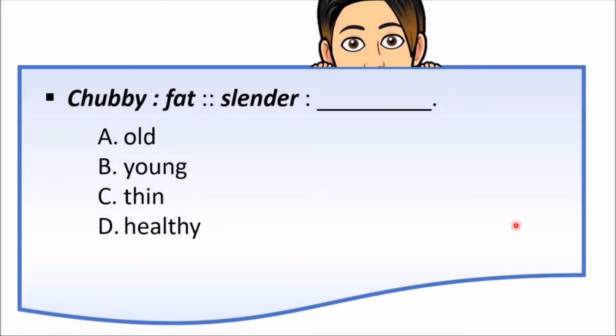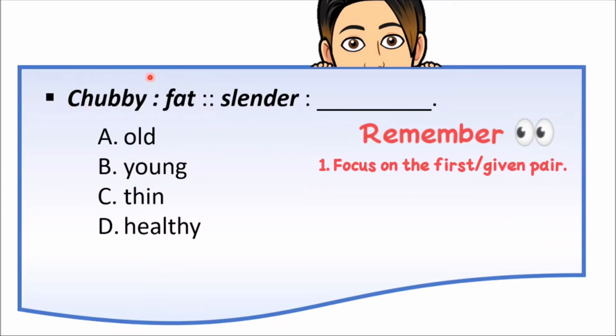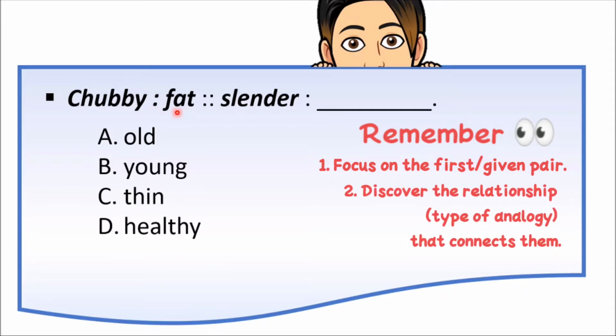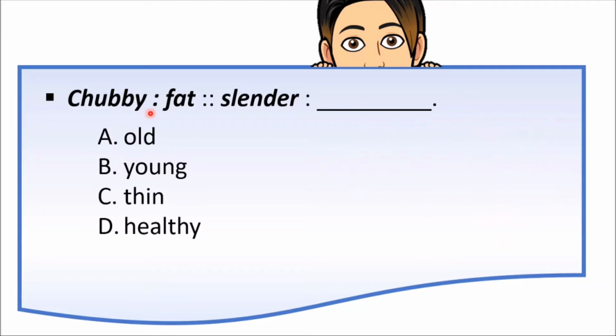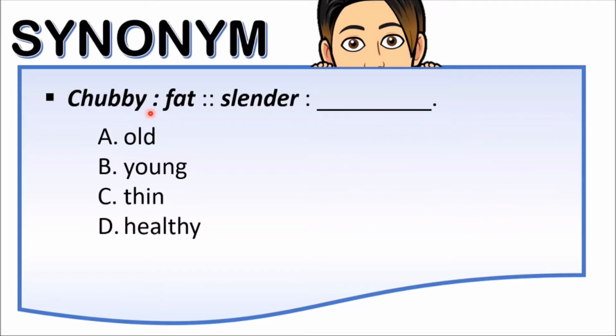Chubby is to fat as slender is to blank. Again, in answering an analogy exam, always focus your attention first on the first pair of words. In this case, we've got chubby is to fat. So, what is the relationship that connects these two words? If you're going to tell me, sir, they are the same in meaning because if someone is fat, then we can call him or her chubby, then you are correct. This is an example of synonym analogy.